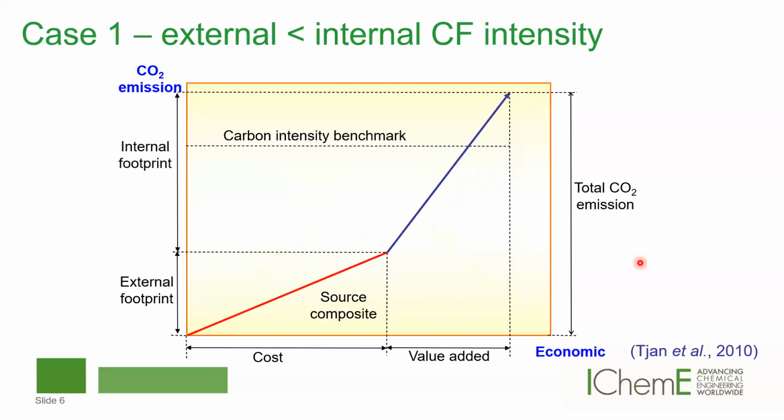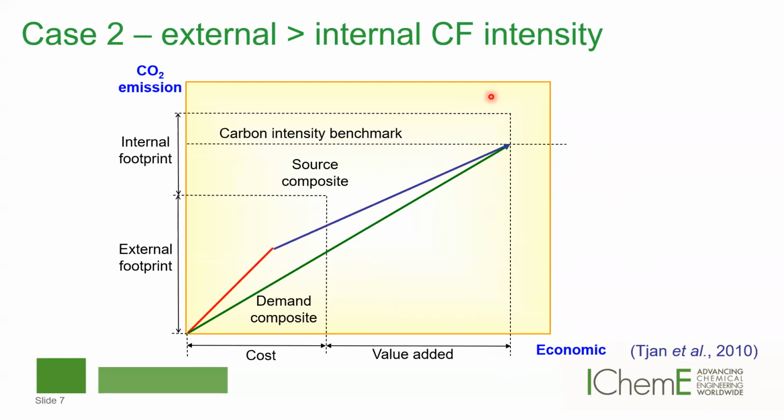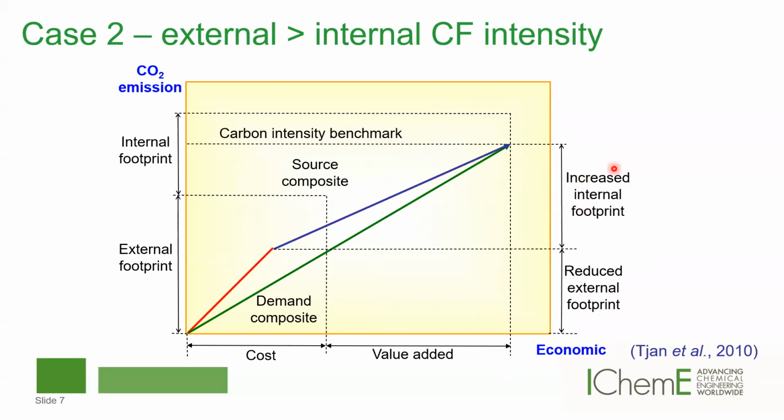Okay, I think this is the last slide. I forgot to mention that in case one, this should represent the total emissions. Just like in case two, this would represent the total emissions. And as we reduce the CF intensity of the process by shifting the graph of the internal footprint, you'll notice that for case two, we are increasing the internal footprint and decreasing the external footprint.